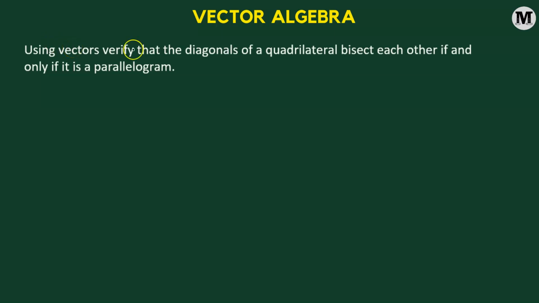Using vectors, verify that the diagonals of a quadrilateral bisect each other if and only if it's a parallelogram. Okay, let us begin. First, we need to understand the problem.